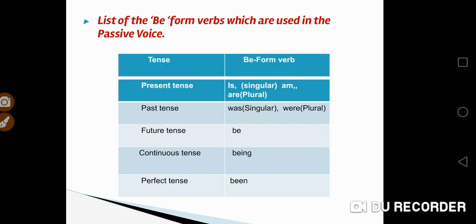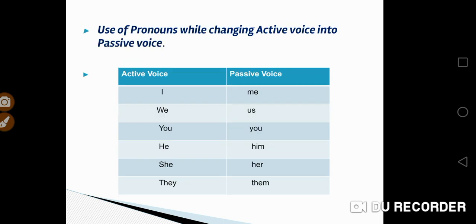List of be-form verbs which are used in the passive voice. In present tense, is for singular subject, am for I, are in plural. Past tense, was for singular, were for plural. Future tense, be. Continuous tense, being. Perfect tense, been.